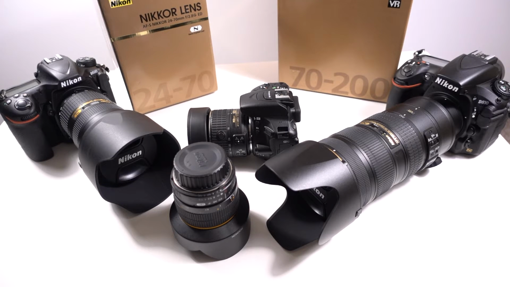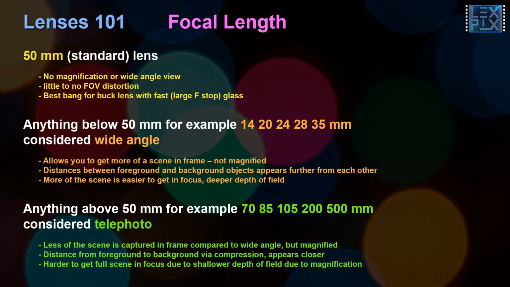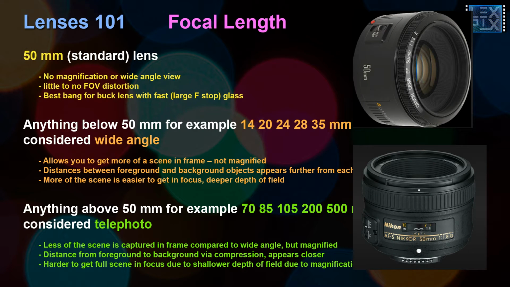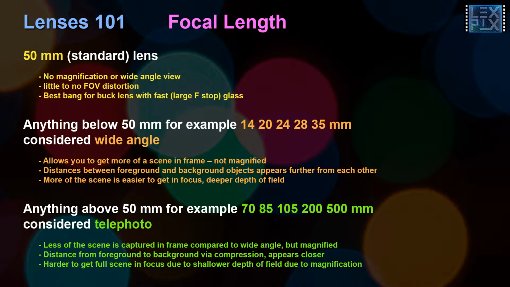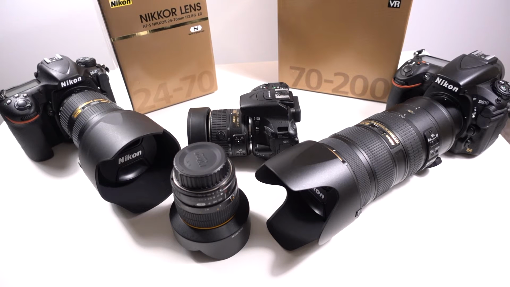So for instance, a 50mm lens is considered a standard lens, and there's no magnification or wide-angle view, with little to no field of view distortion. It's pretty much a best bang for your buck lens, where you can get fast, large f-stop glass for the money. So there's one lens you should buy after the kit lens that came with your camera: a 50mm 1.8, or better yet, a 50 1.4.